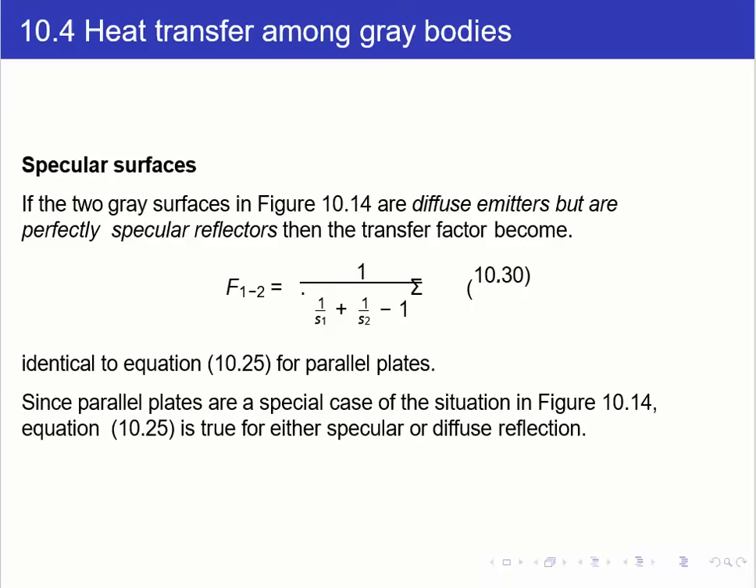Then we have the specular surface. If the two gray bodies are diffuse emitters but they are perfectly specular reflectors, then the transfer factor F1 to 2 will be 1 over (1/S1 plus 1/S2 minus 1). These are the identical equations for parallel plates, since parallel plates are a special case of the situation, and it is true for either specular or diffuse reflection.